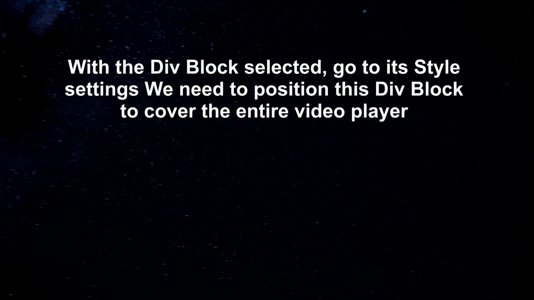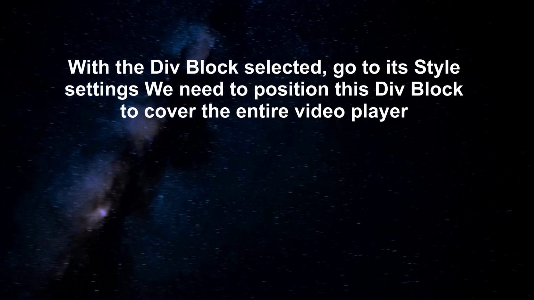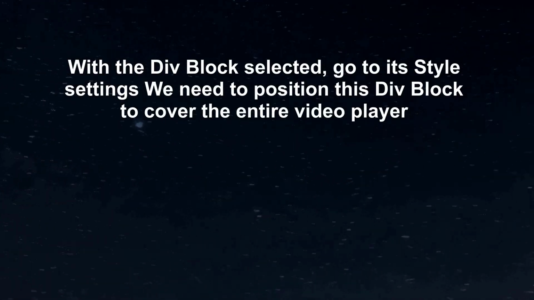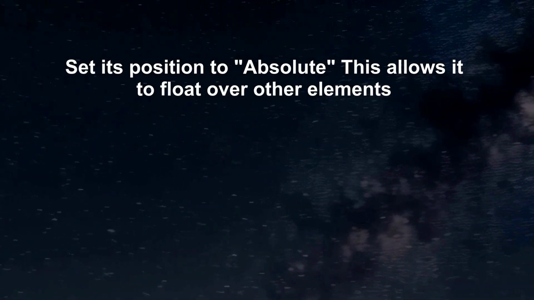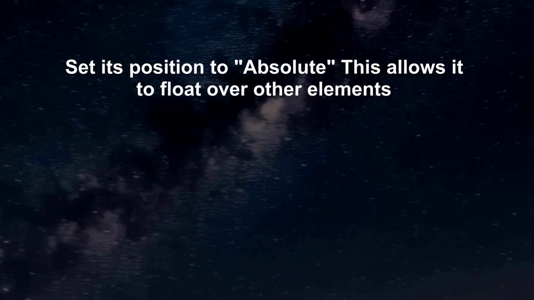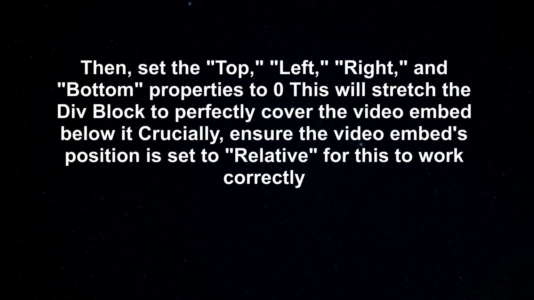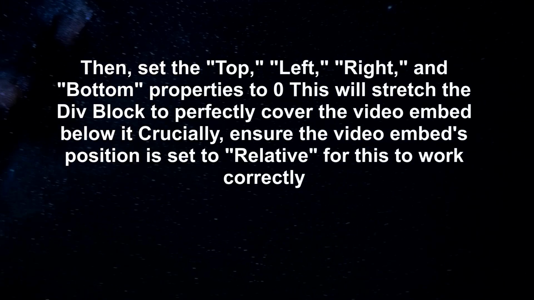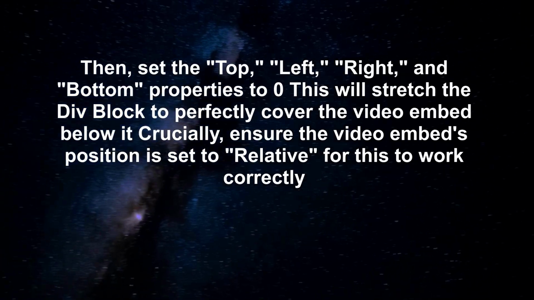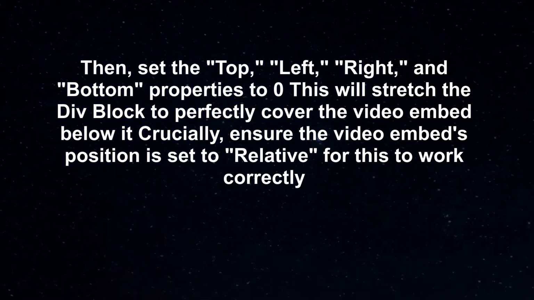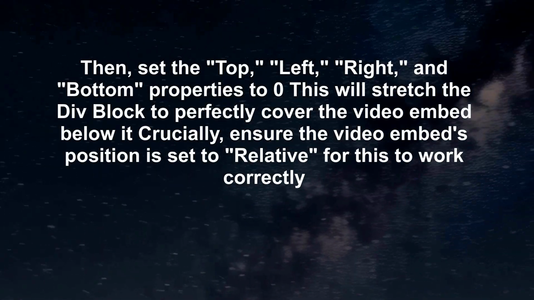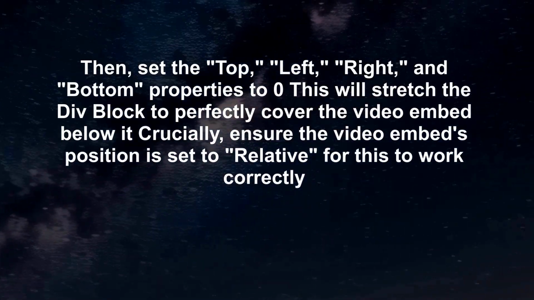With the div block selected, go to its style settings. We need to position this div block to cover the entire video player. Set its position to absolute. This allows it to float over other elements. Then set the top, left, right, and bottom properties to 0. This will stretch the div block to perfectly cover the video embed below it. Crucially, ensure the video embed's position is set to relative for this to work correctly.